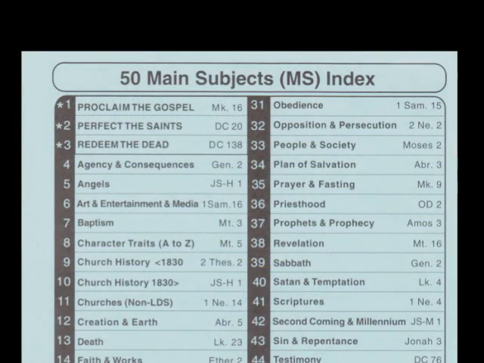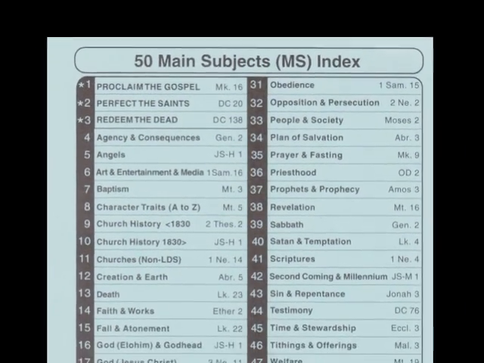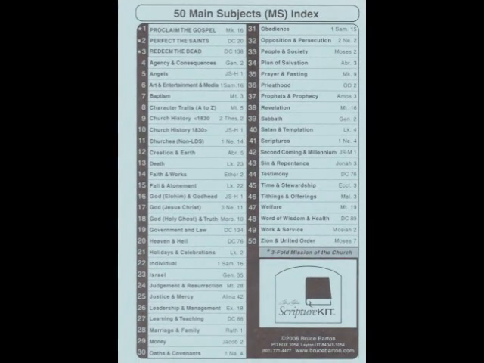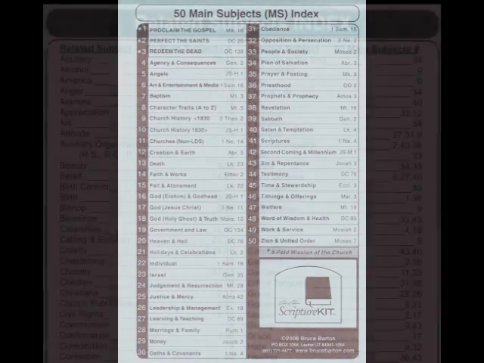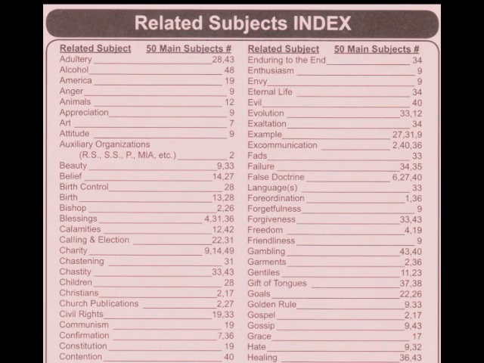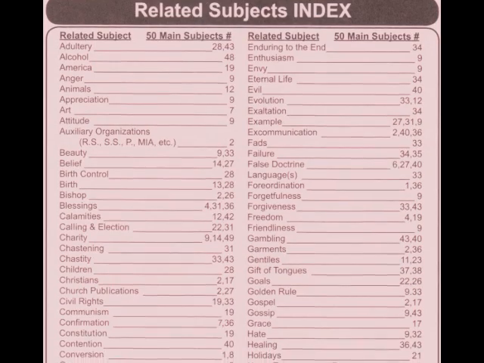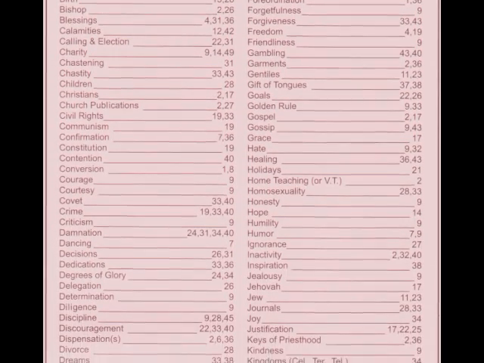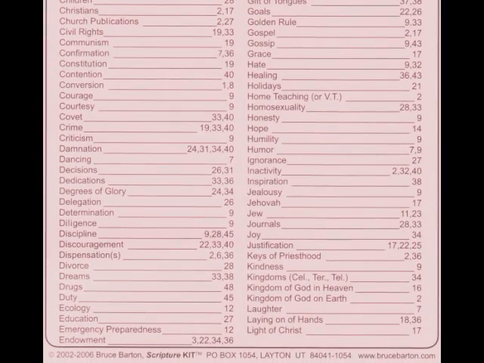We mentioned there are 50 main subjects. Any subject you think of will fall under one or more of these main subjects. We call these other subjects related subjects. There is a related subjects index at the back of Book 2, which lists many other related subjects and the main subject, or subjects, associated with them.